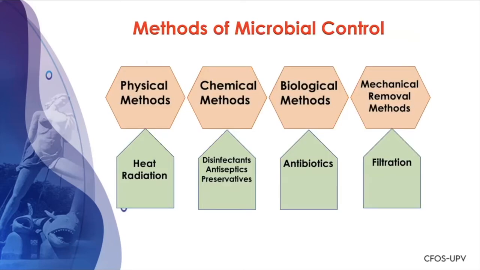Okay, so what are the methods of microbial control? We have the physical, chemical, biological, and mechanical removal. With removal, you are really just taking them out, and an example of that is the filtration process. For the biological methods, you use antibiotics. For the chemical methods, you use antiseptics, disinfectants, and preservatives. And for the physical methods, you apply heat or radiation.